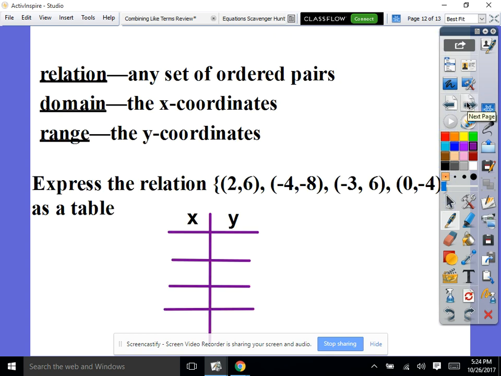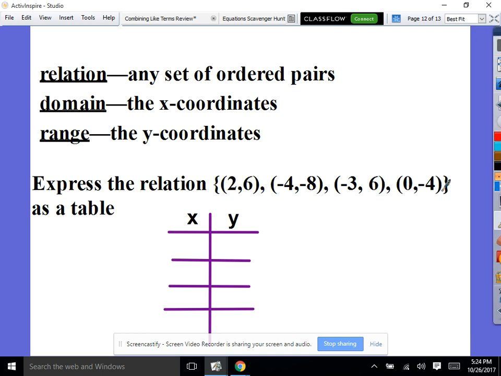A relation is any set of ordered pairs. So you can see down here it says express the relation as a table. All of these ordered pairs make up a relation. The domain, that's your x coordinates. And the range is your y coordinates. Let's put these on top so you can see the difference.